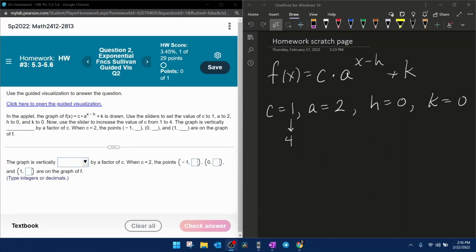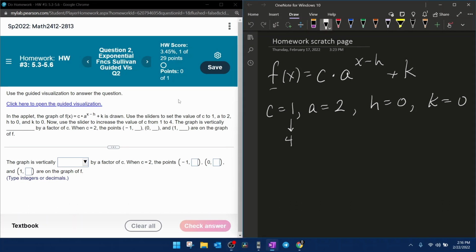Right, here we go. Question number 2 from our Precalculus homework number 3 in MyLab Math. Pretty much the same as what we had in the previous problem. We've got our function. They want us to set the values of c to 1, a to 2, h and k both to 0. The difference from problem number 1 is that this time they want us to use the slider to increase the value of c from 1 to 4.